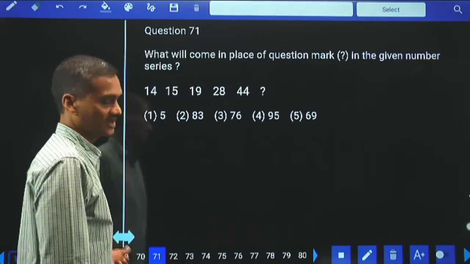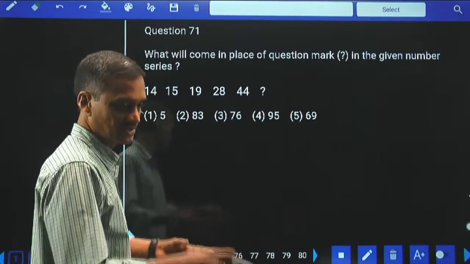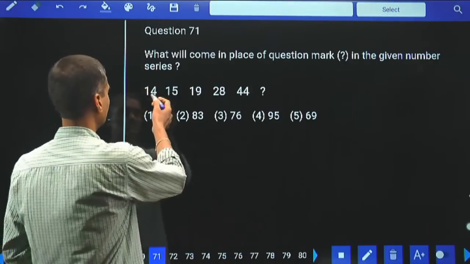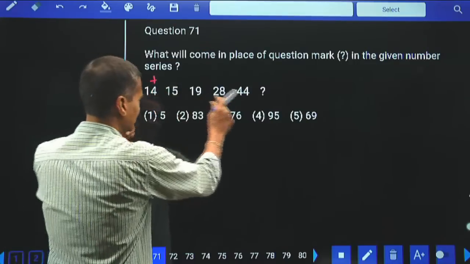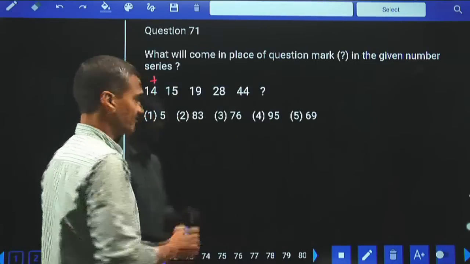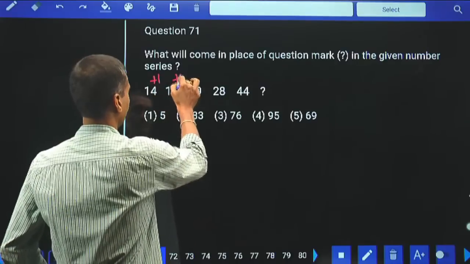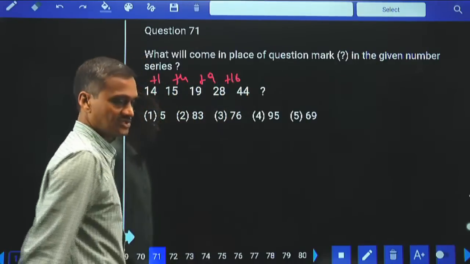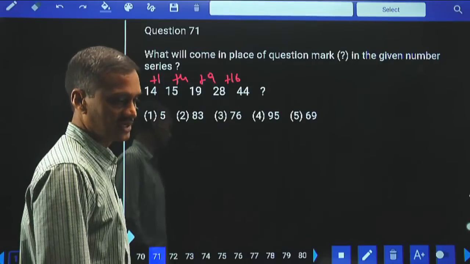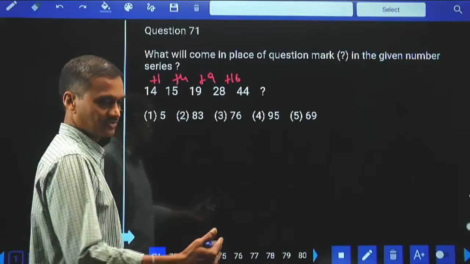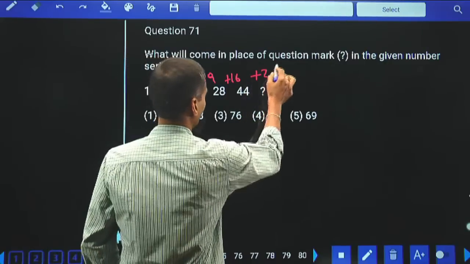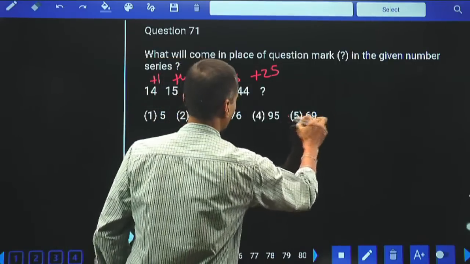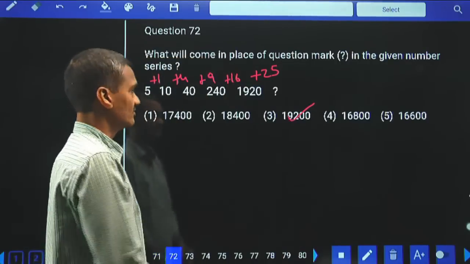First we need to identify the model, whether it comes under difference or product or combination. Here tell me what is the difference between these two, 14 and 15. As the numbers are increasing at a smaller rate, it must be under difference. Plus 1, 15 plus 4, here 9, here it is 16. 1, 4, 9, 16. They are nothing but squares. 1 square, 2 square, 3 square, 4 square. Then what should be the next one here? 5 square. 44 plus 25. 4 plus 5 is 9. Last digit must be 9. Among the given choices, choice 5 is the answer, 71.